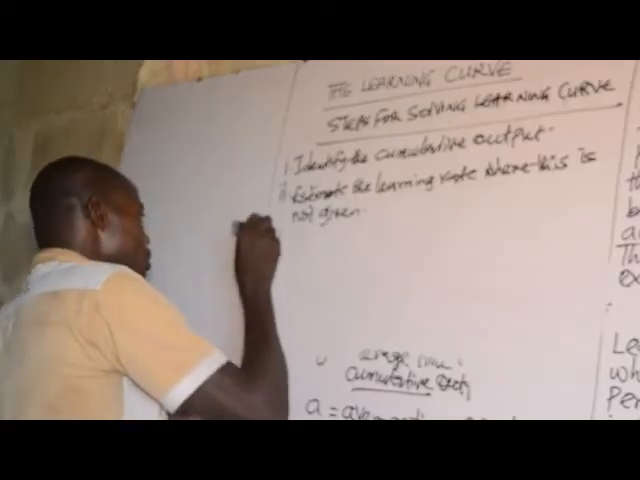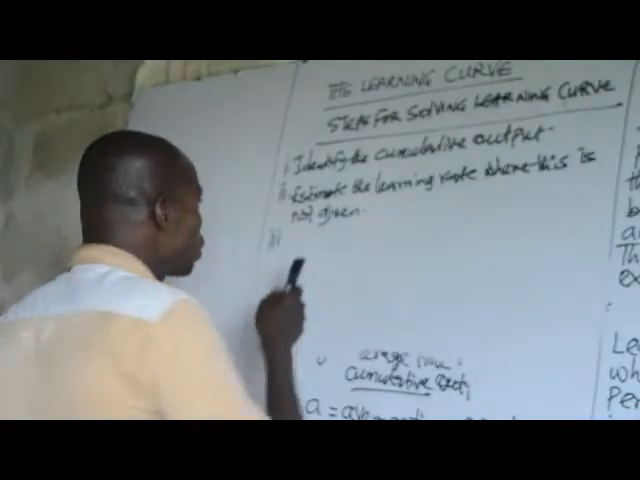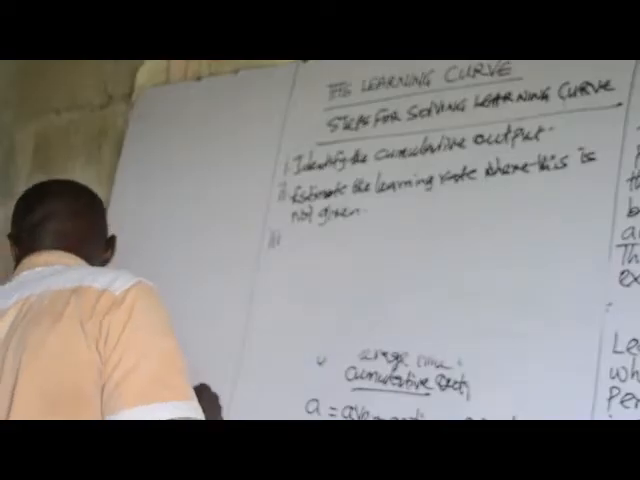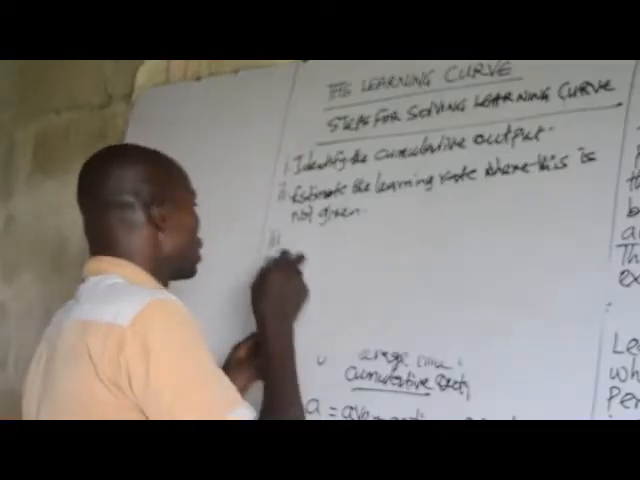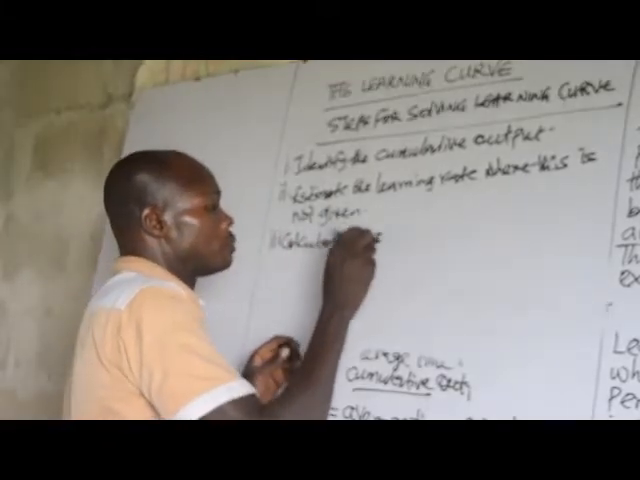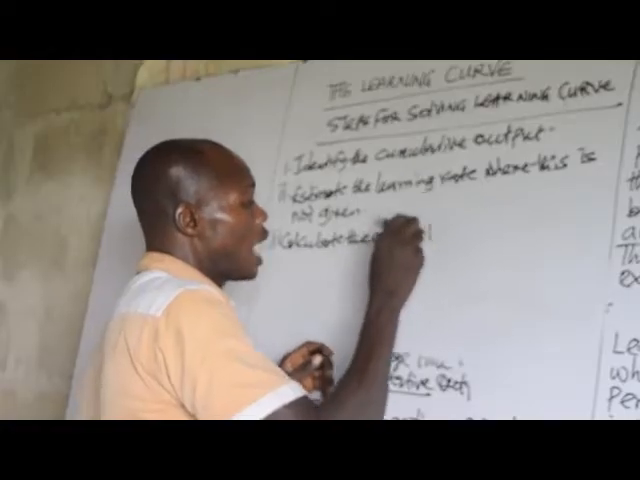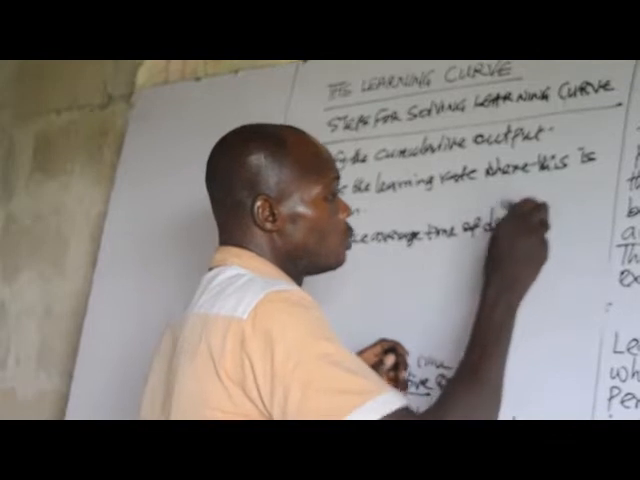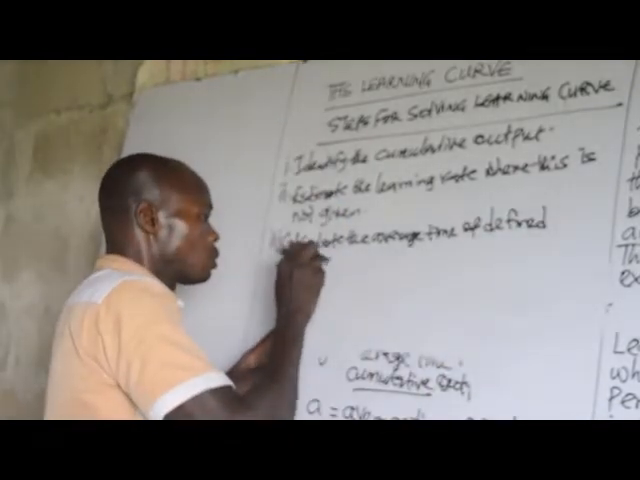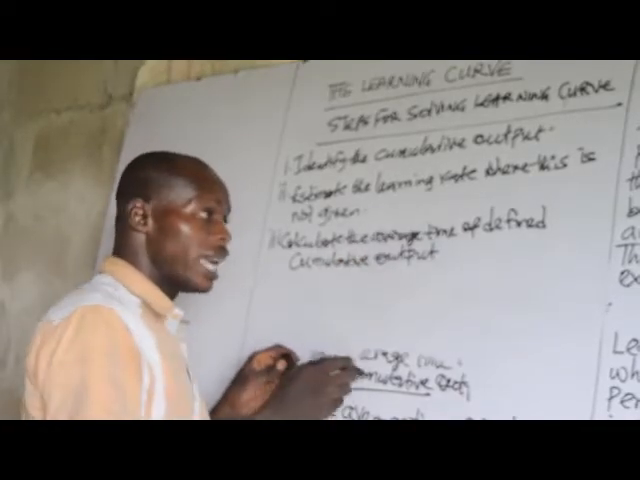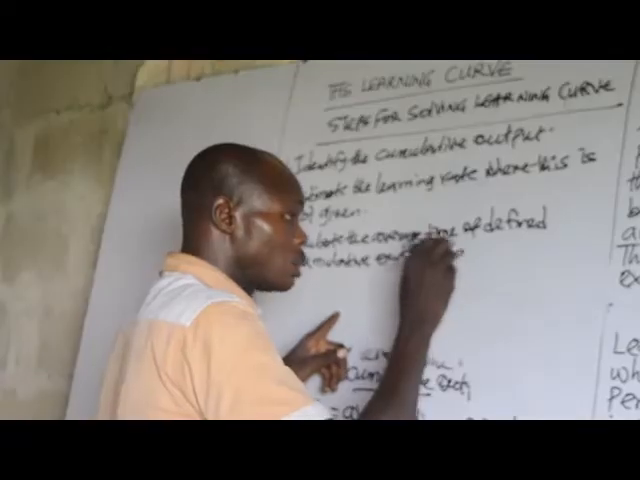Step 3. I told you that step 1 is to identify the cumulative output, and step 2 is to estimate the learning rate, while step 3 is to determine the average time of defined cumulative output. Calculate the average time of defined cumulative output. That is from the model. That is to calculate the value of y.